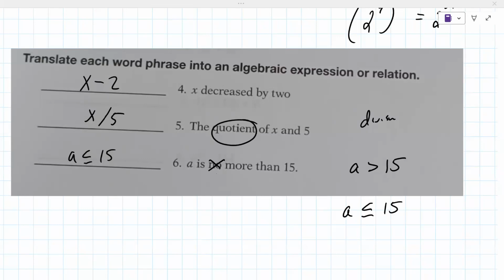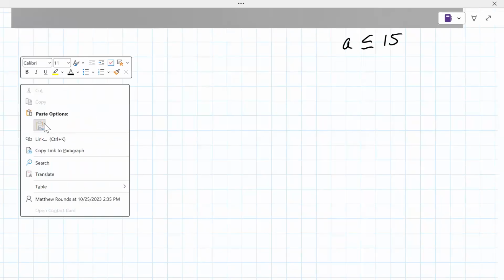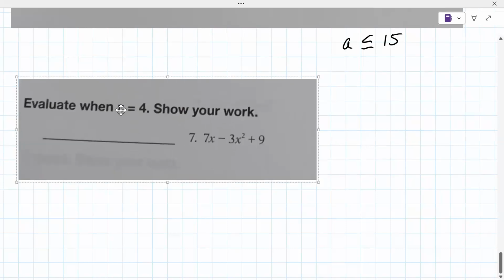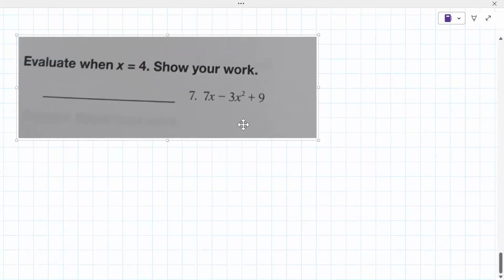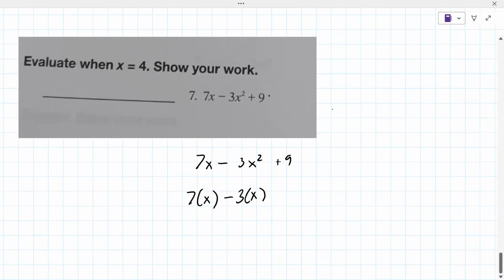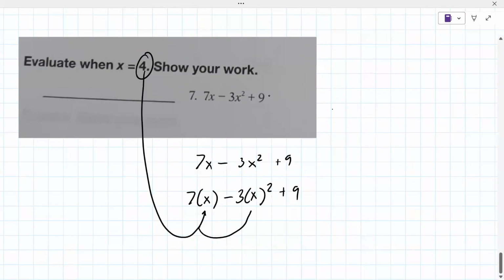All right, number four. One of the things that I've been showing lately, and hopefully it will help you, is that you really want to treat the variables like they're in parentheses, so that when you put the number in, you're putting it into the parentheses.